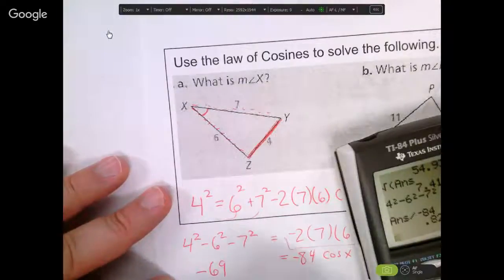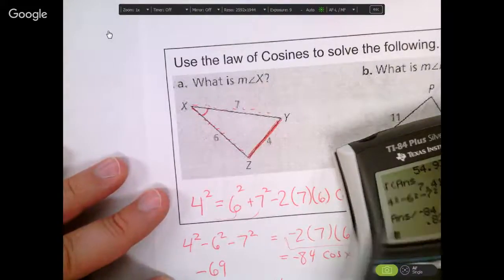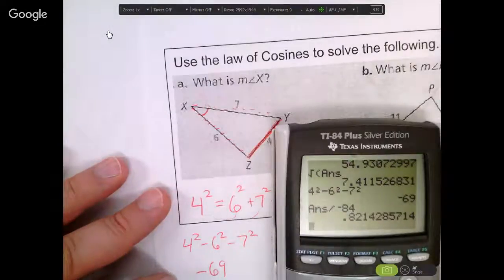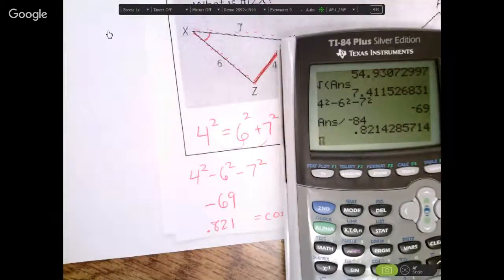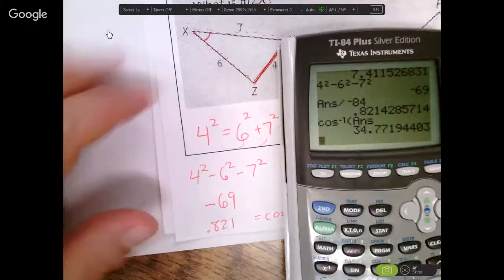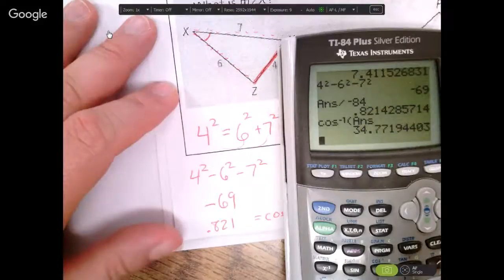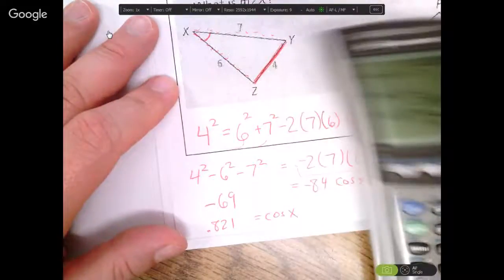So I get 0.821 and so on equals cosine of x. Then to find x, I have to do the inverse cosine. So now I'm not going to type in 0.821, I want to hit second answer, so it brings down all those digits. Now that I'm done, I can round, and I'm going to round this to 34.8.